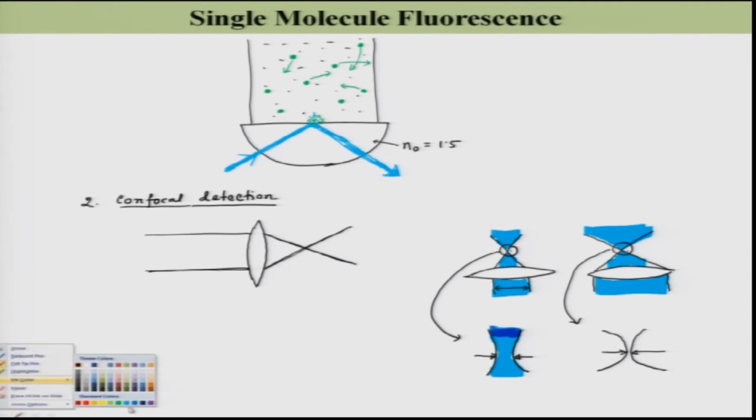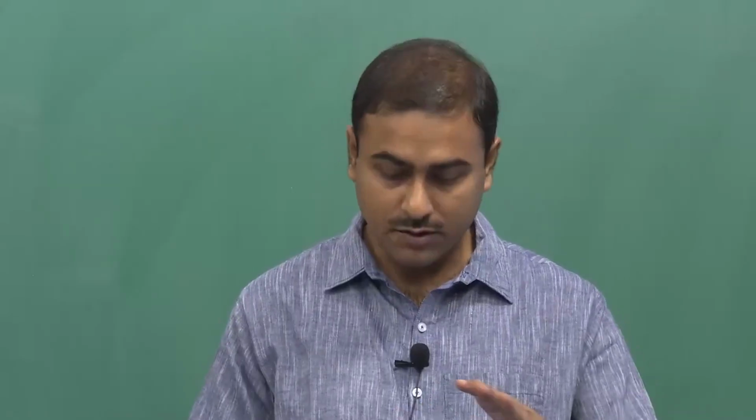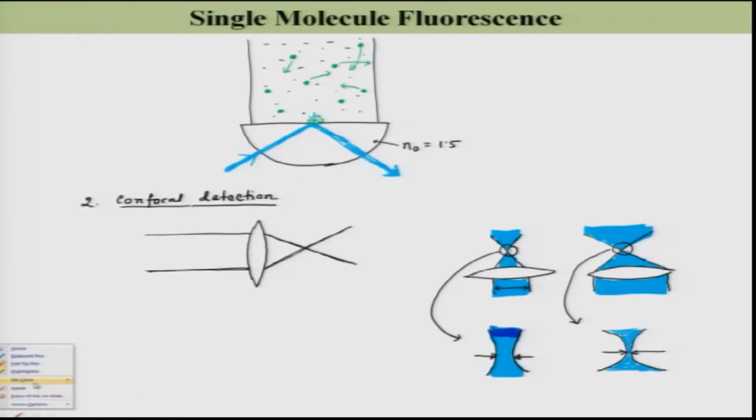So, here if I again color it, this is your excitation light. Now, consider that your molecules are present only at the focal plane. The condition I impose is the following: the molecules under investigation are present on a plane, and that plane is this focal plane.